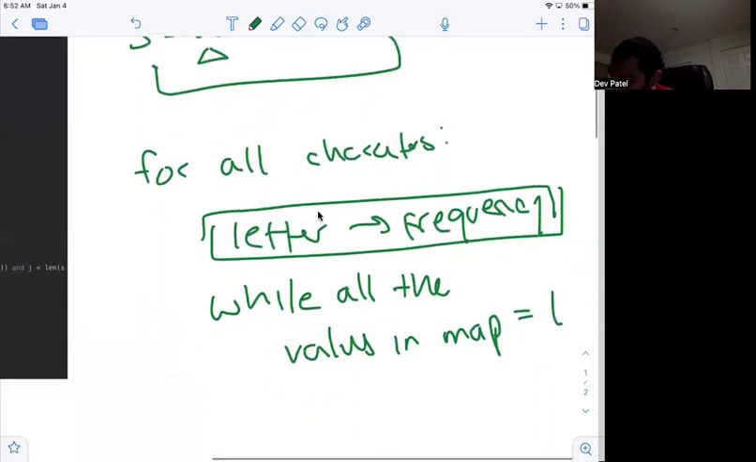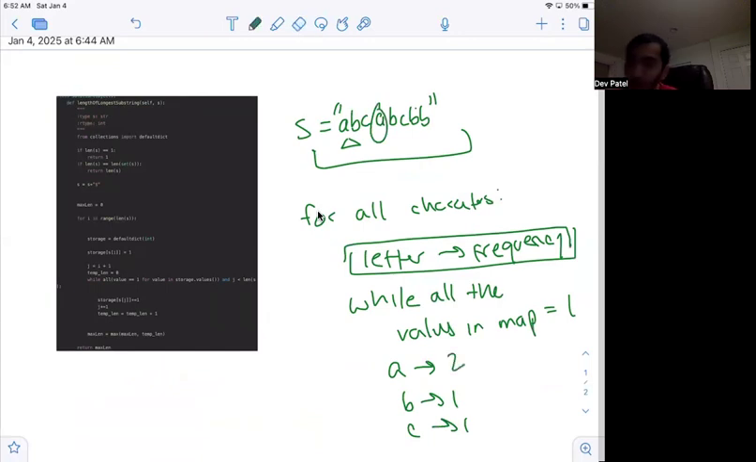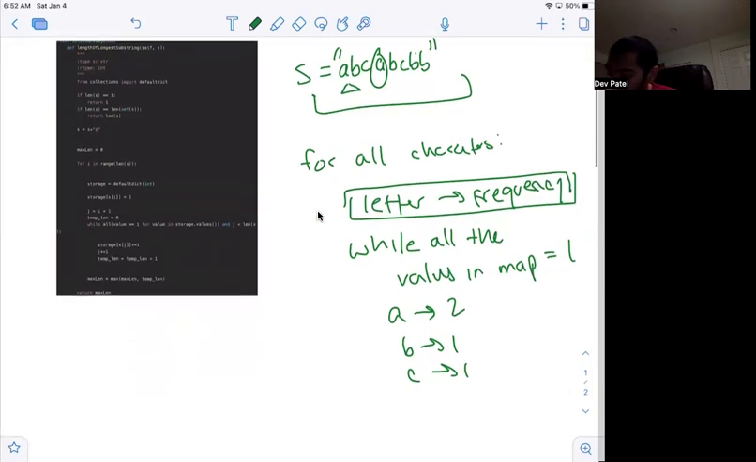So in this one example, A will be 1, B will be 1, C will be 1, and then as soon as you reach the other A, then A will be 2, suggesting that A has occurred twice in this substring thus far. And because all of the values are not 1 because A is 2, we break out of this loop and then we update our maximum length.